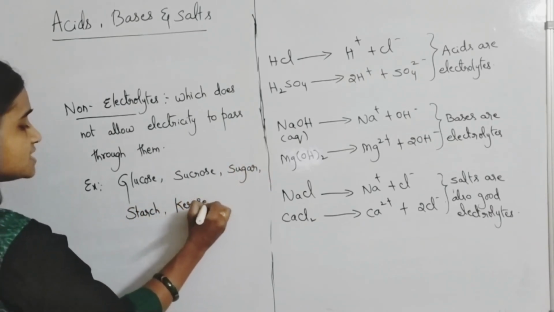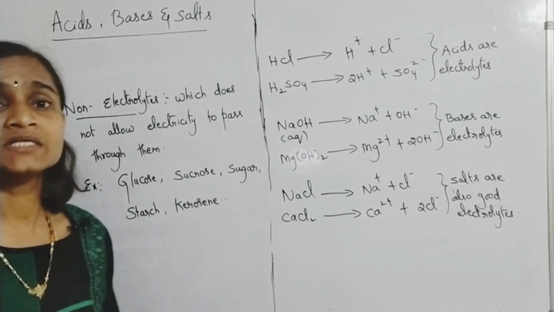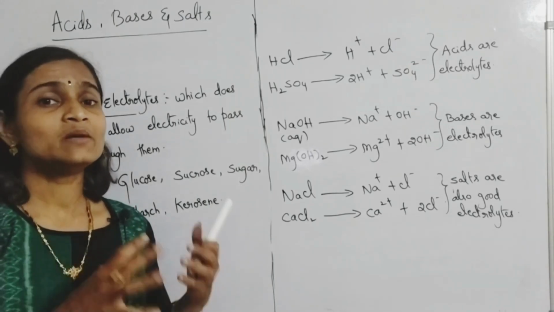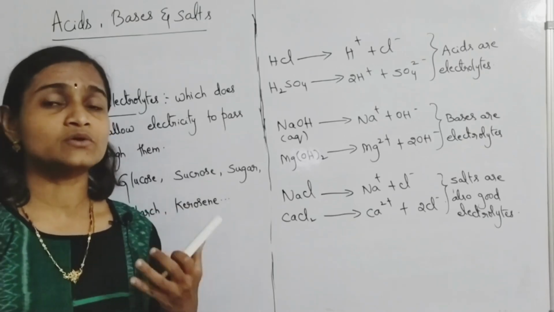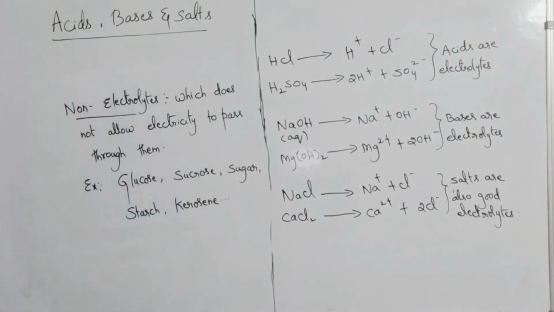Such kind of substances are treated as what? Non-electrolytes. They do not allow electricity to pass through them, and you can observe the bulb will not glow in the activity of electrolysis. That means acids, bases and salts are treated as what? Best electrolytes. And next step, finally we have one more activity.